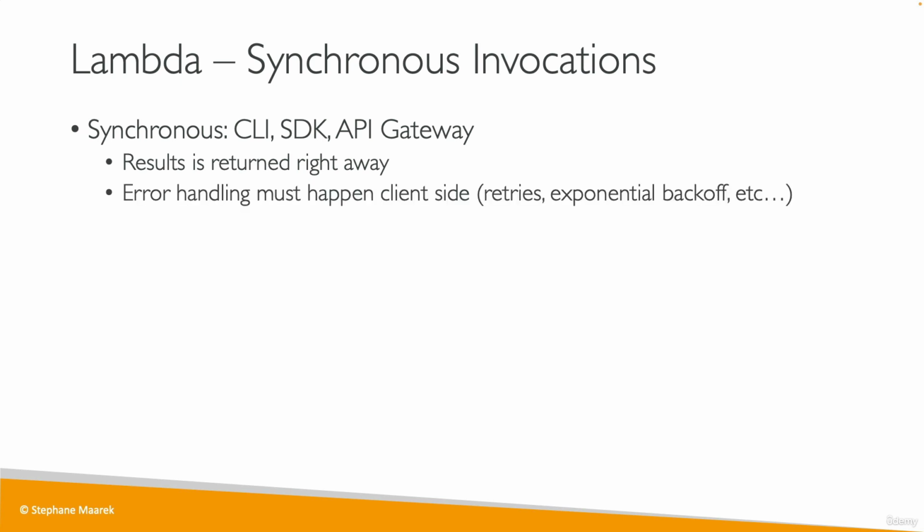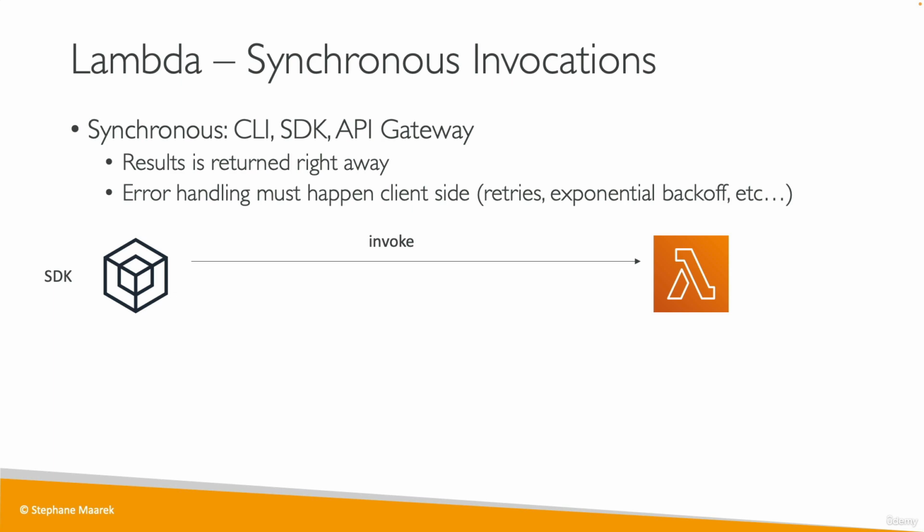And any kind of error handling must happen client-side, for example, retries, exponential backoffs, etc. So in this example, we have the SDK, and it's going to invoke our Lambda function, and then the Lambda function will do something. And then we'll get a response.